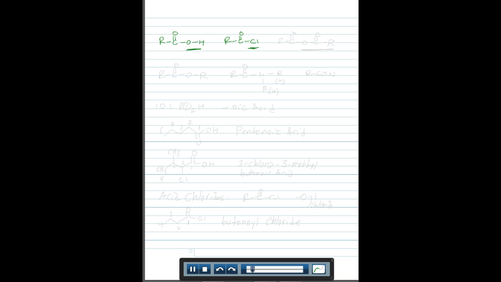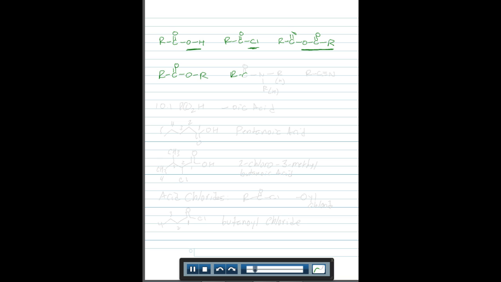The other one is an anhydride. Anhydrides, here is the carbonyl part, and then here is the new part of the anhydride. It kind of looks like two of the same molecules hooked together. So this is the add-on to the carbonyl. Next is an ester, which is an OR group.